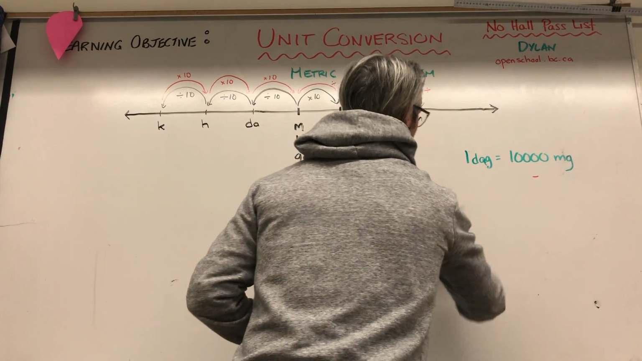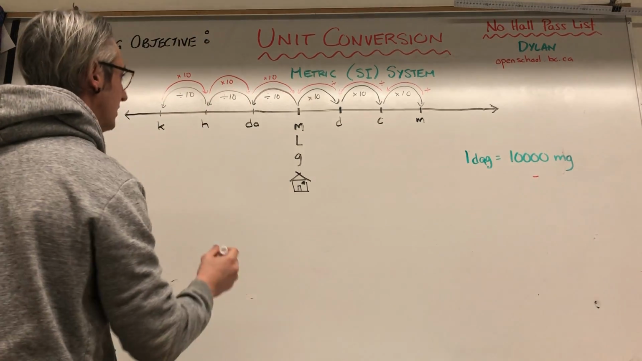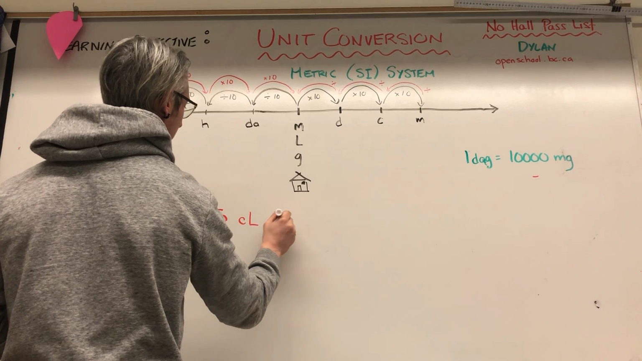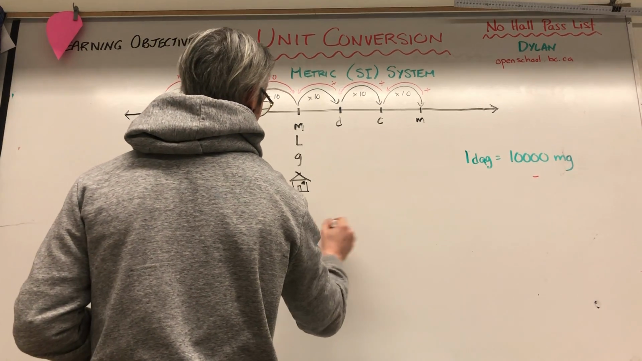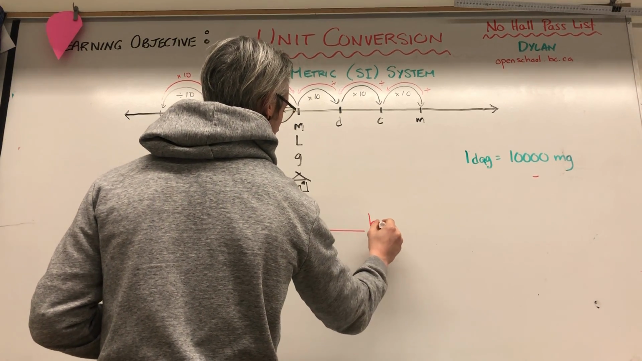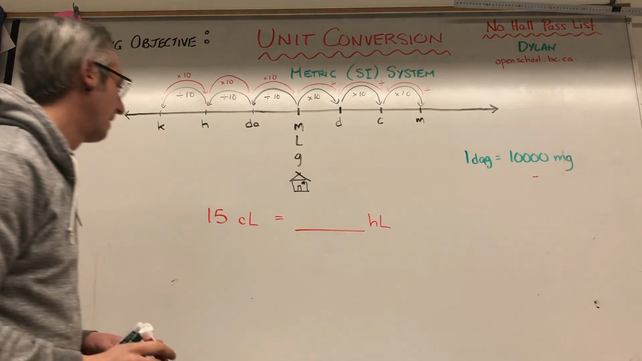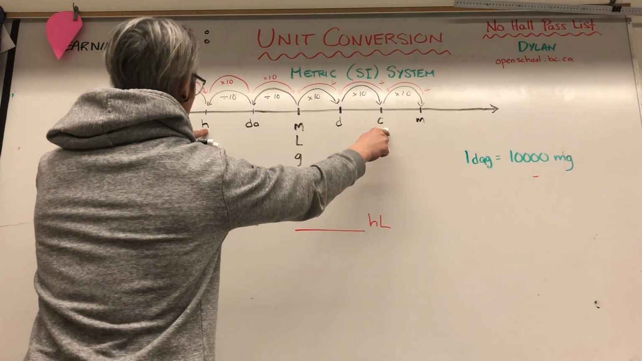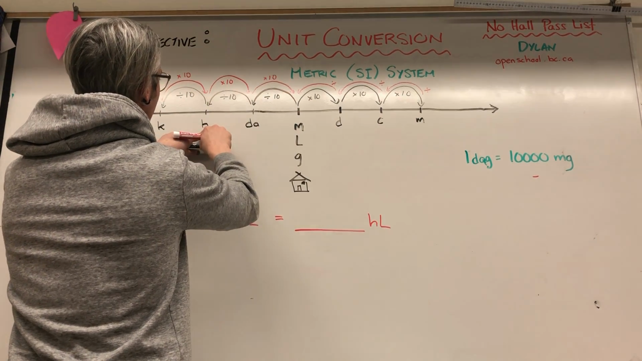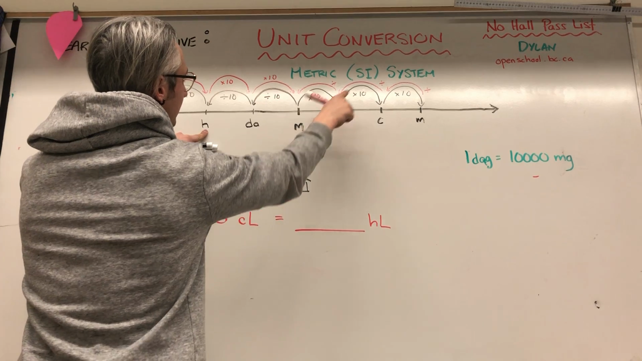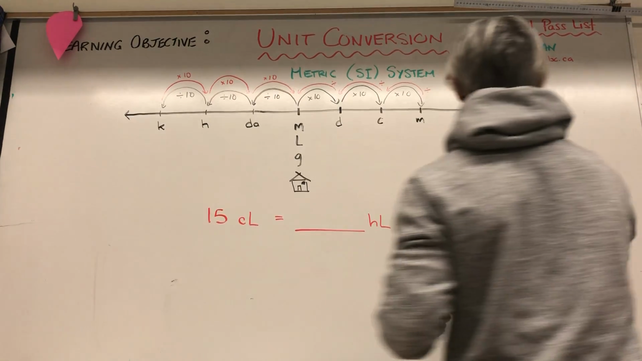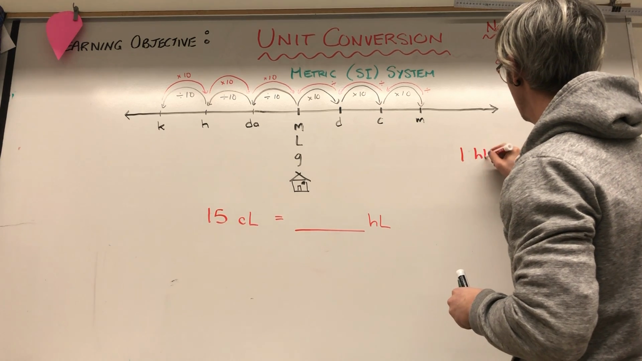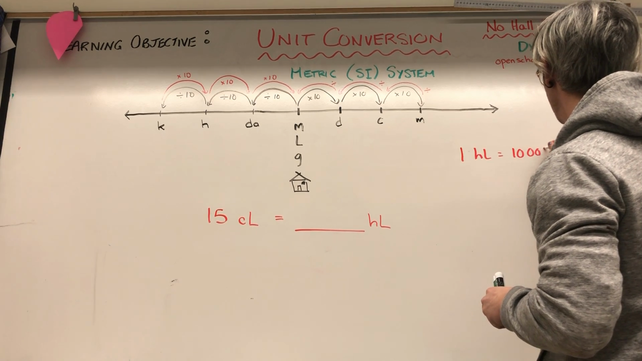One more example. Let's say I have 15 centiliters, and I want to know how many hectoliters that is. Well, again, I look here. I've got centiliters and hectoliters. 1 hectoliter is the same as 10 times 10 times 10 times 10. Again, 1 hectoliter is 10,000 centiliters.